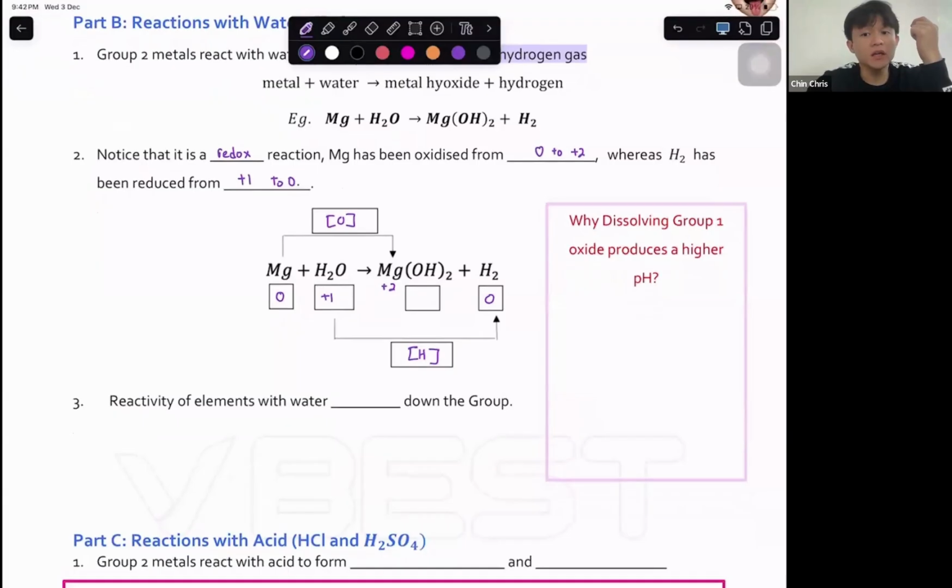Guys, if I throw group 2 elements into water, going down the group, what happens to the reactivity? More vigorous, well done. Increases down the group.